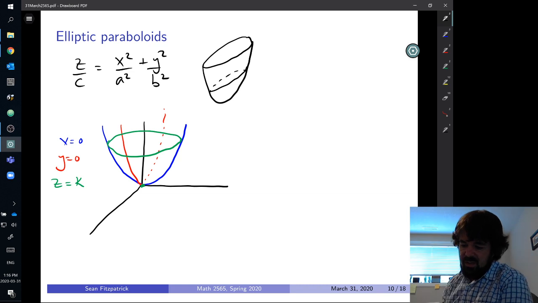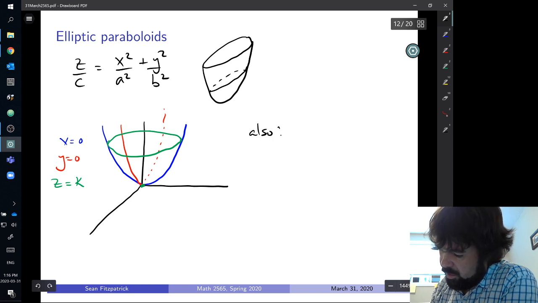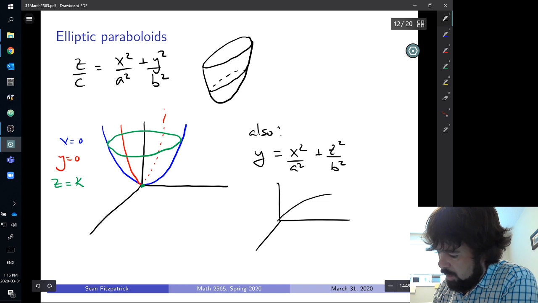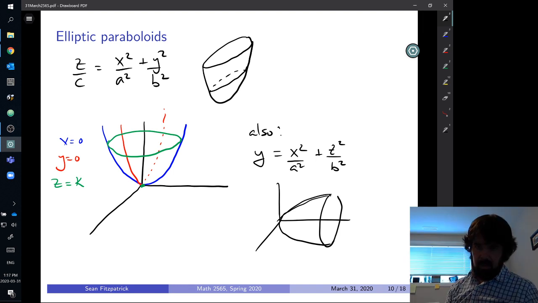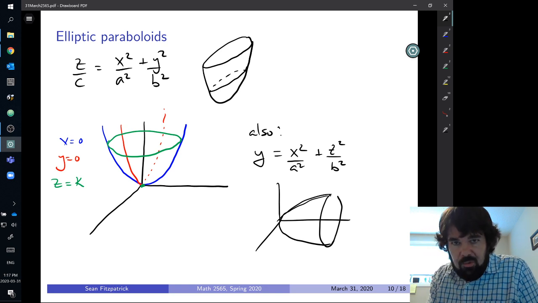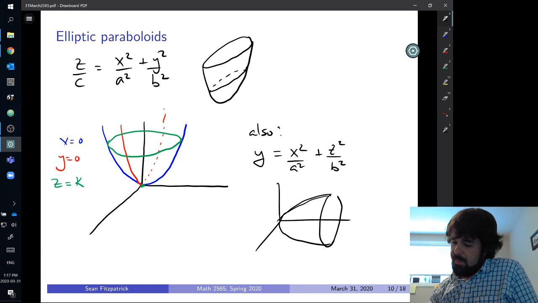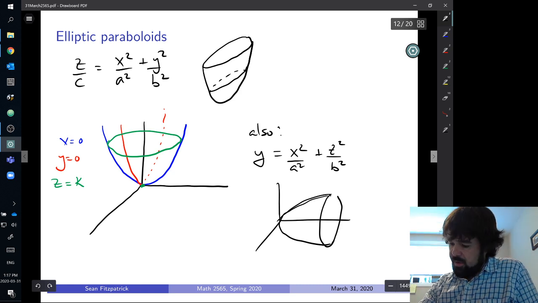And of course, you can also change things up here. We could also do things like y is, say, x squared over a squared plus z squared over b squared, and have something which opens out along the y-axis. We can have it that way as well. And of course, they could also open along the x-axis. And if you change c to a negative value, it's going to open down instead of up, and so on. So elliptic paraboloids always have these kind of cup shapes, right? It's essentially the shape of like a satellite dish. Okay. All right. So moving along.